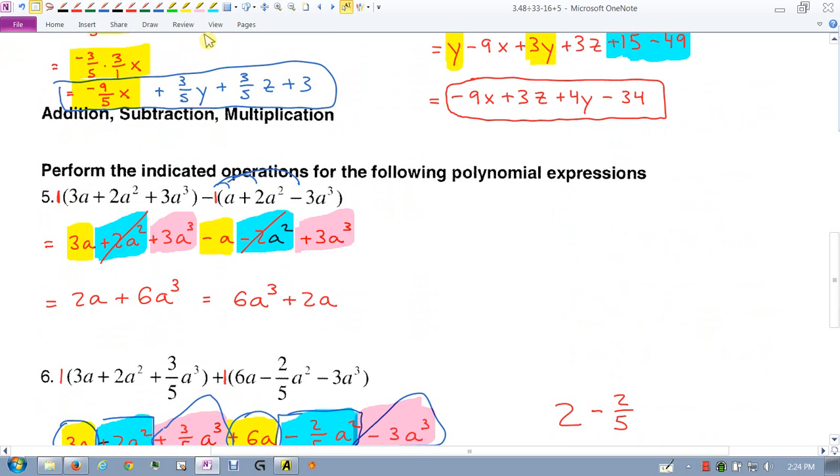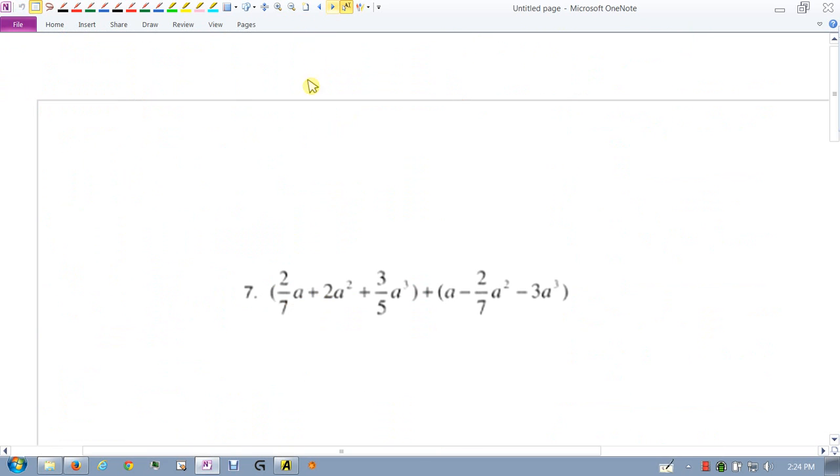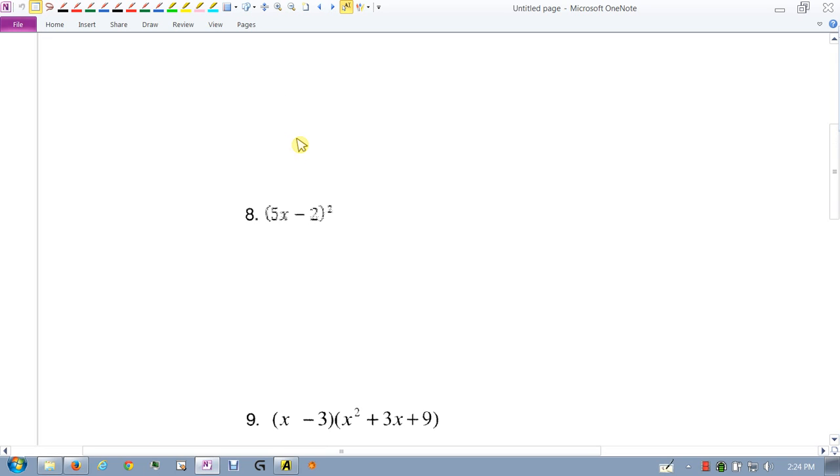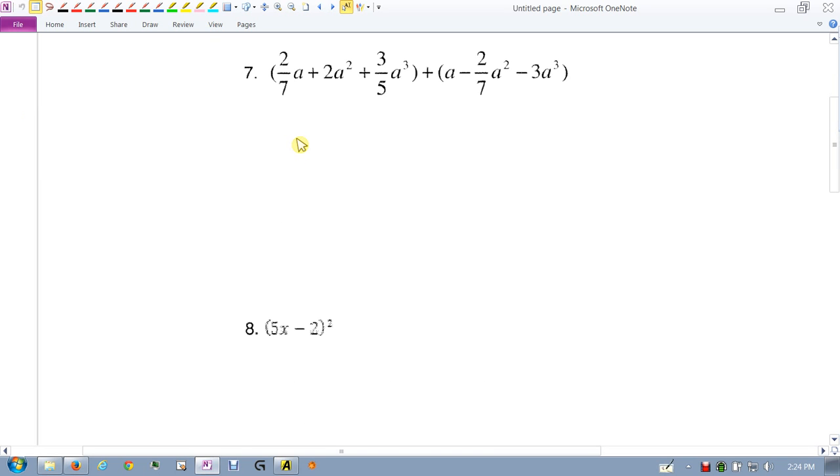All right. That's it. Oh, no, it's not. One more addition problem, and then we get into some multiplication. Man, this one does not look fun. Because there's so many fractions, right? 2/7 a. I'm dropping parentheses. I can do this only because there's ones in front and it's a plus in the middle.